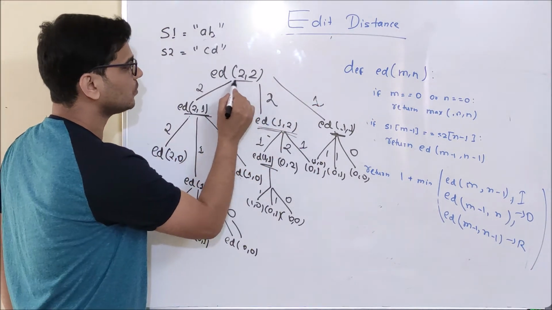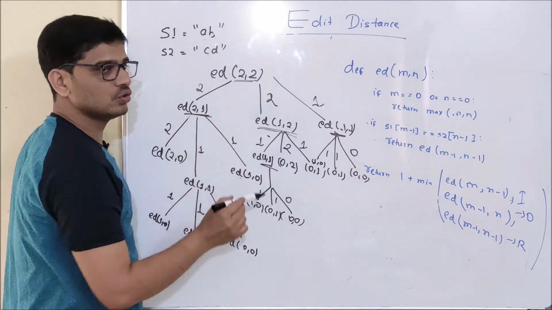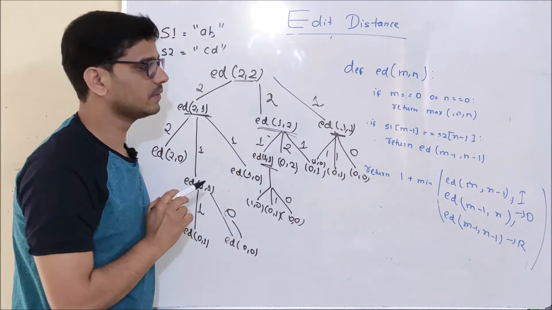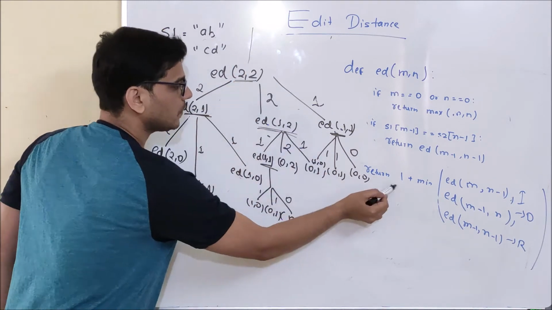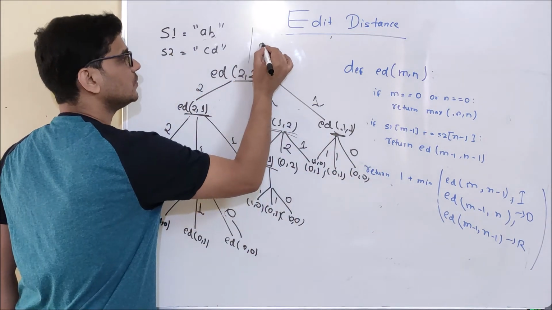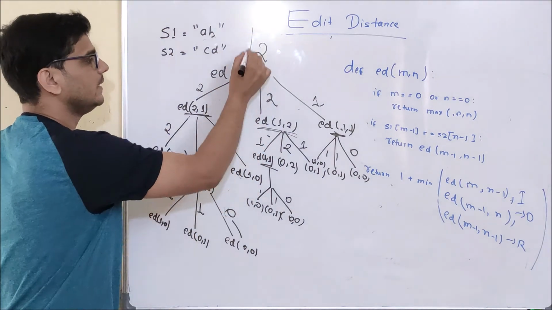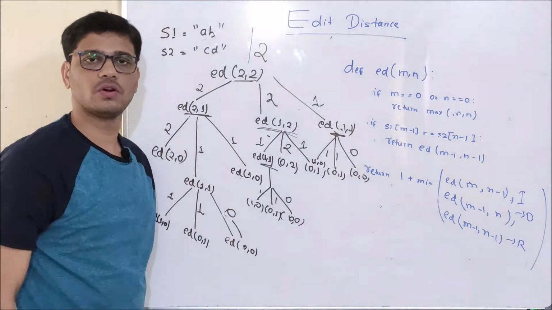Now what will ed of 2, 2 do? ed of 2, 2 will choose the minimum. And what is the minimum here? 1. So 1 plus the minimum of these 3, which is equal to 2. So ed of 2, 2 will return 2 from here.